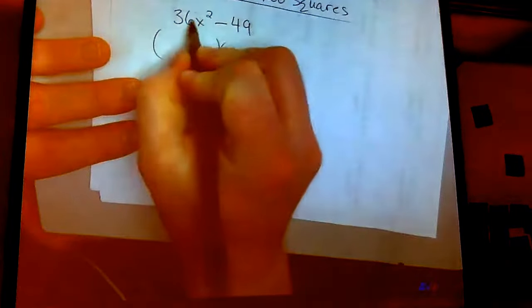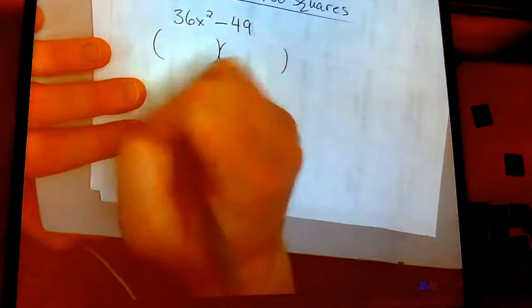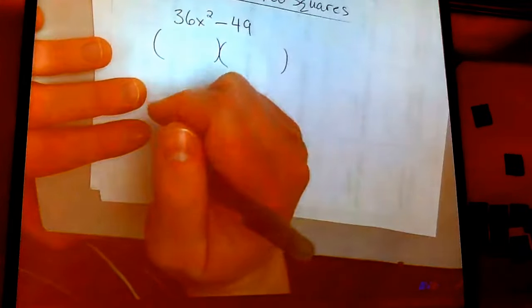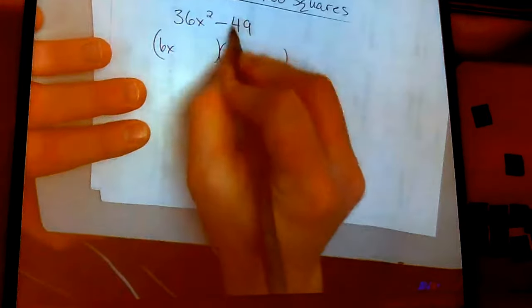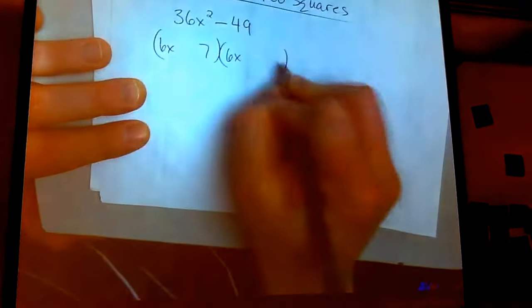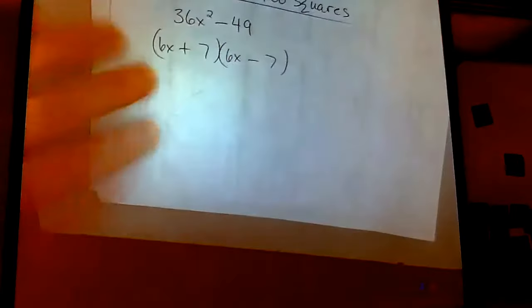All you do is take the square root of that one. What's the square root of 36x squared? 6x. What's the square root of 49? 7. One positive, one negative, it'll always work out that way.